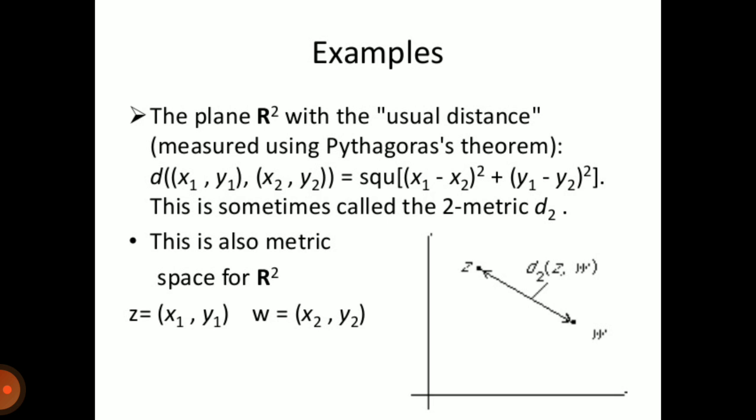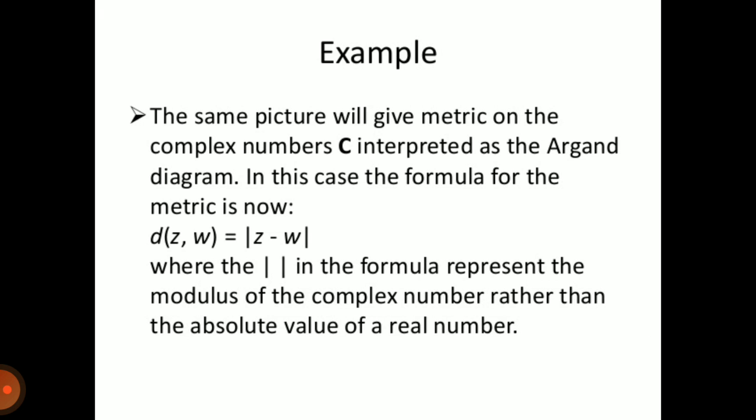The plane R squared with the usual metric, which is measured using the Pythagorean theorem. That means the distance between (x1, y1) and (x2, y2) is equal to the square root of (x1 minus x2) whole squared plus (y1 minus y2) whole squared. This is sometimes called the 2 metric D2. This is also a metric space for R squared. That means z is equal to (x1, y1) and w is equal to (x2, y2). Then we have to check the distance between the two points.